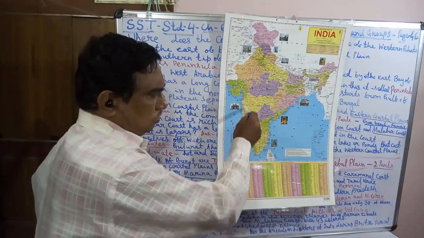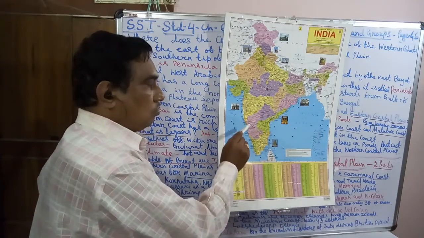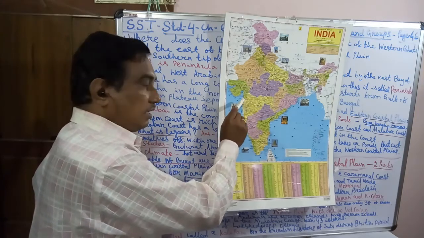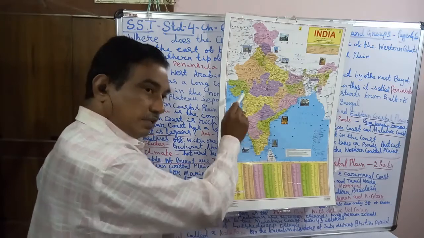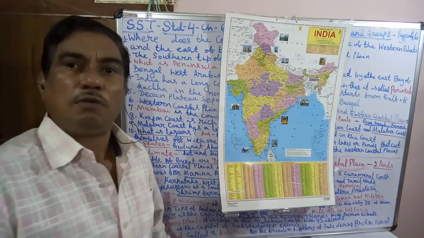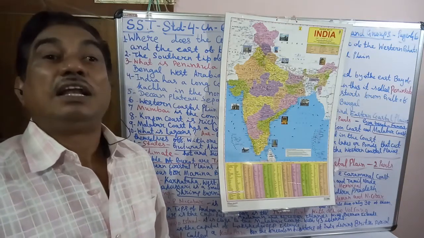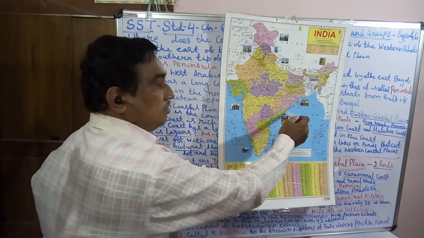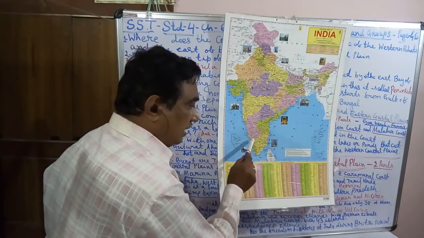The western coastal plains are divided into three parts: Malabar, Konkan, and then Kathiawar coast. Okay, three coasts. Konkan coast is full of oil deposit and Malabar coast is full of lagoons. In the eastern coastal plains, the largest lagoon is Chilika Lake, and some lagoon lakes are there.